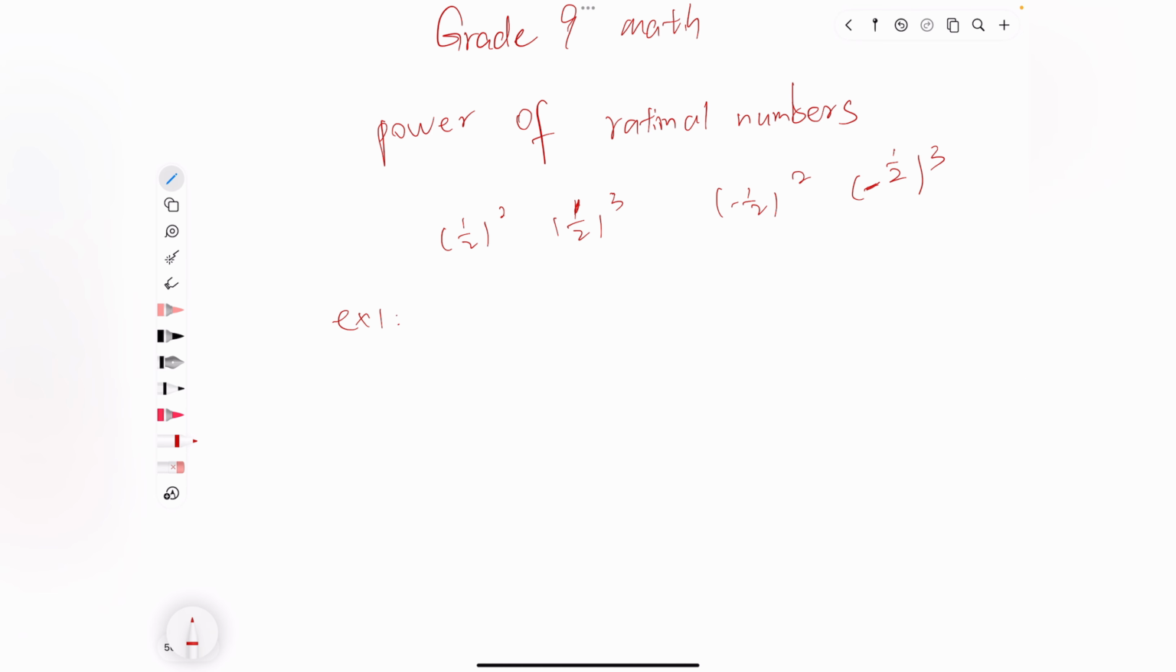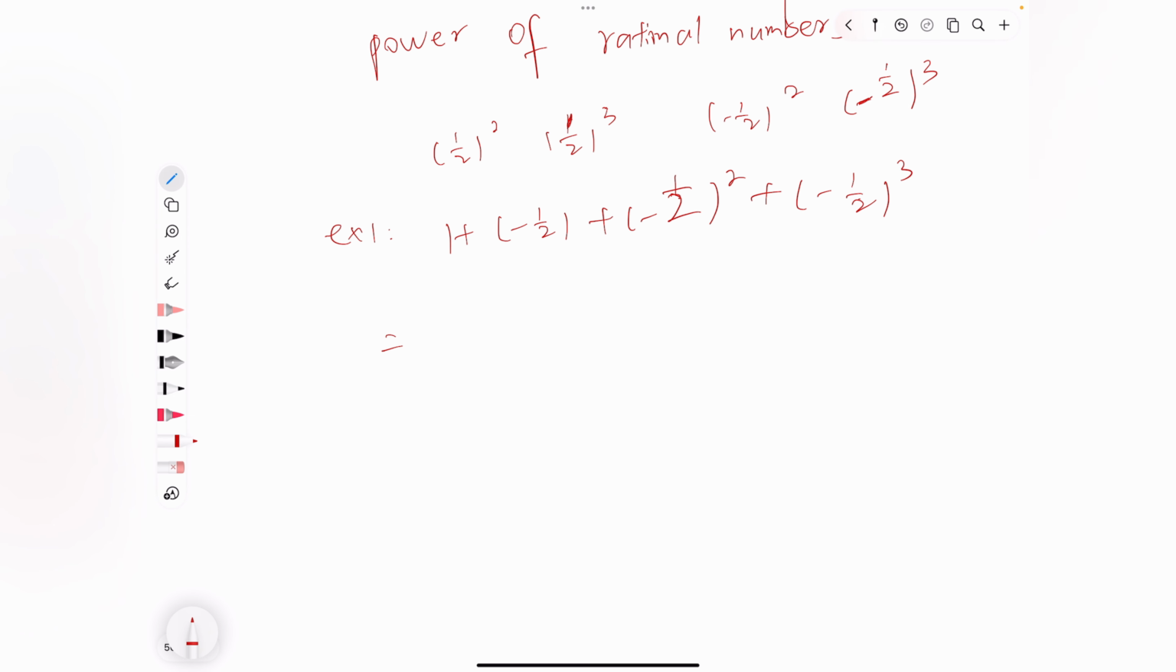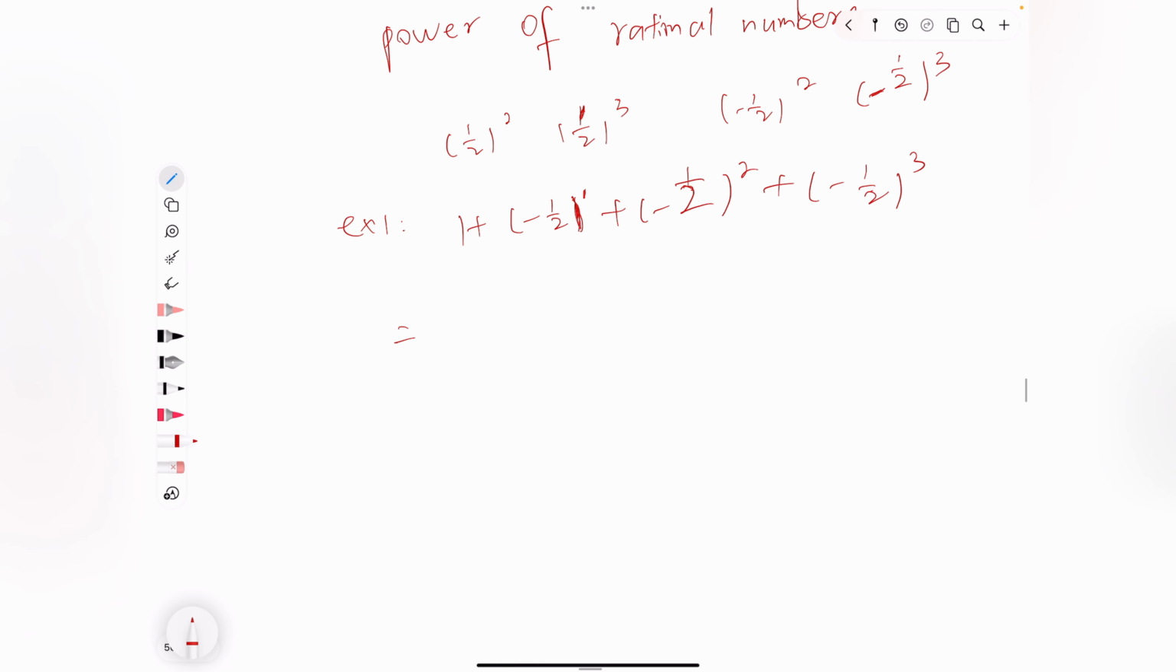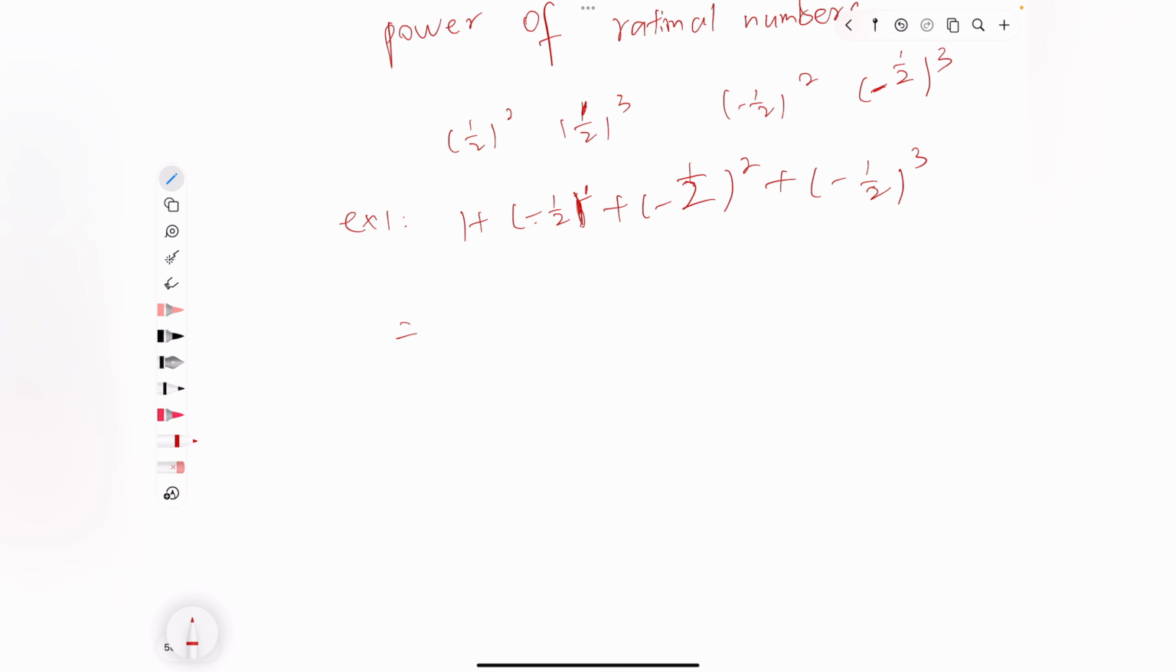Look at example 1. So if we have 1 plus negative half plus negative half square plus negative half the cube. Whenever we have odd exponent, so there's nothing here, we can just assume there's a 1 here. So it's a negative half power to 1. So its odd exponent will keep the negative sign.